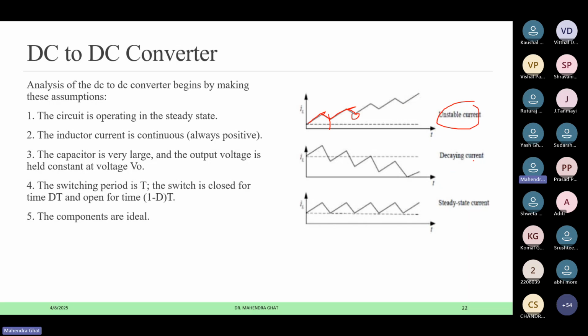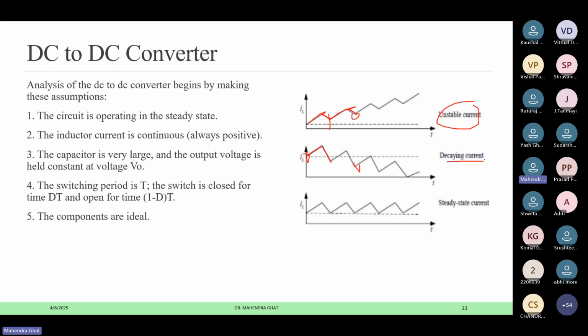Then the decaying current. In this case, suppose the start current is this one. We switch on the switch and the current reaches this, but the switching off is for a longer time. Then the current goes below the initial stage. Again you switch on and switch off, and you get to this range. This way it is going toward zero value. This is called the decaying current.